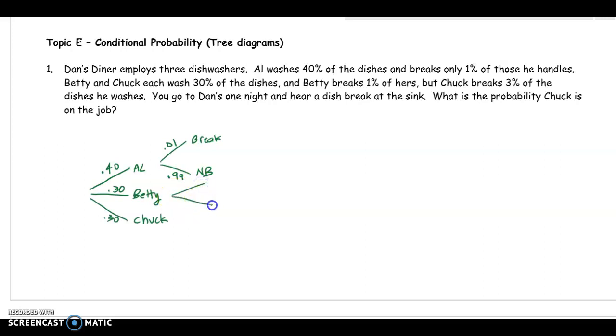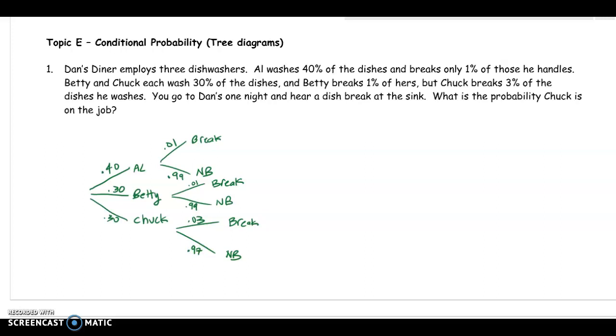Betty has the same options. If Betty's washing a dish, she can either break or no break. And it looks as though Betty breaks 1% of her dishes, and then again does not break 99% of her dishes. And then lastly, we have Chuck. And Chuck has a little bit of a higher percentage of breaking, and that would be 0.03. And then the no breaking would be 0.97, because if you take 1 minus 0.03, you'll get 0.97.